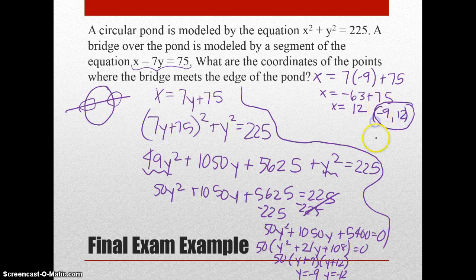Got my parentheses. Alright, then we do it again for negative 12. 7 times negative 12 is negative 84. Negative 84 plus 75 is positive 9. So our other coordinate point would be negative 12, 9.